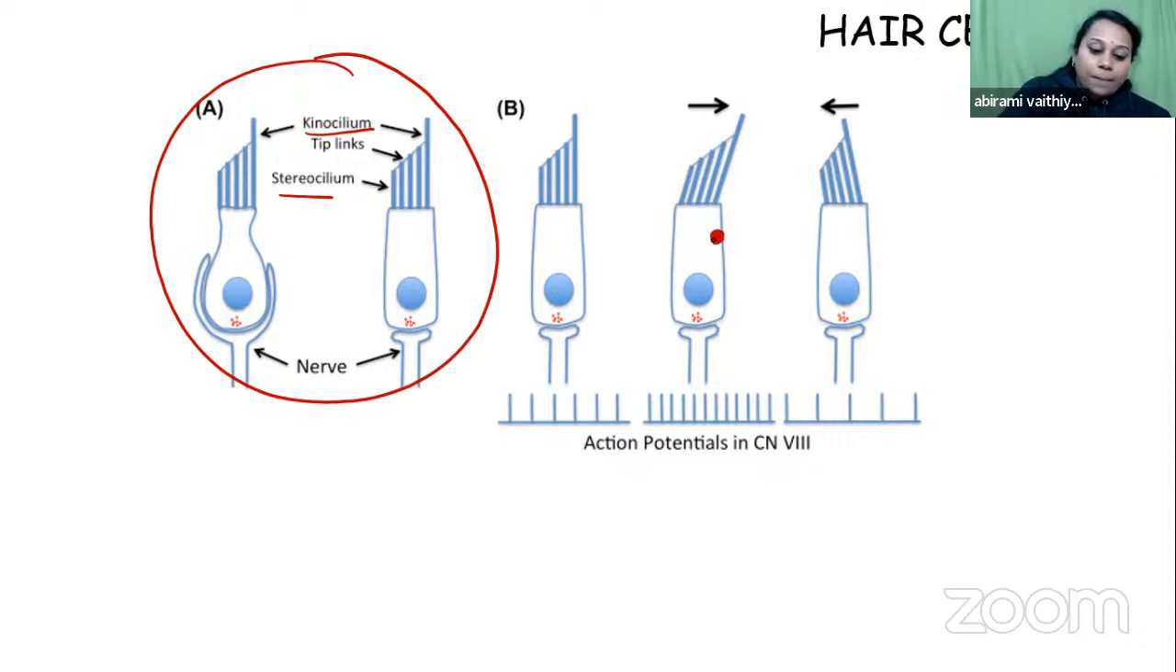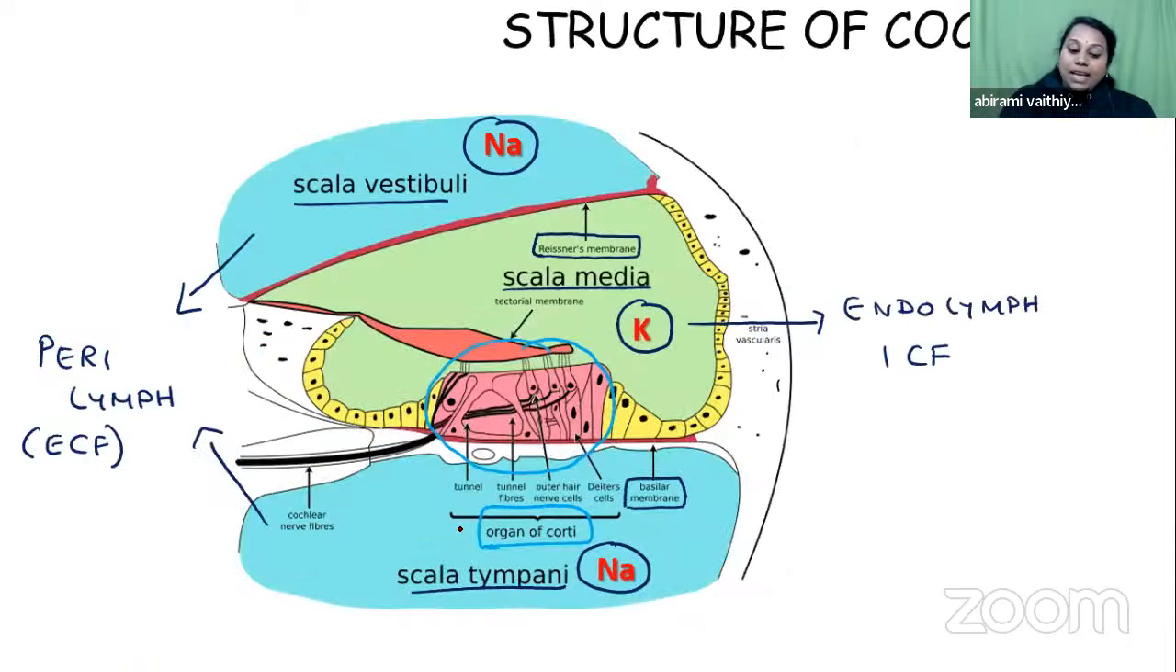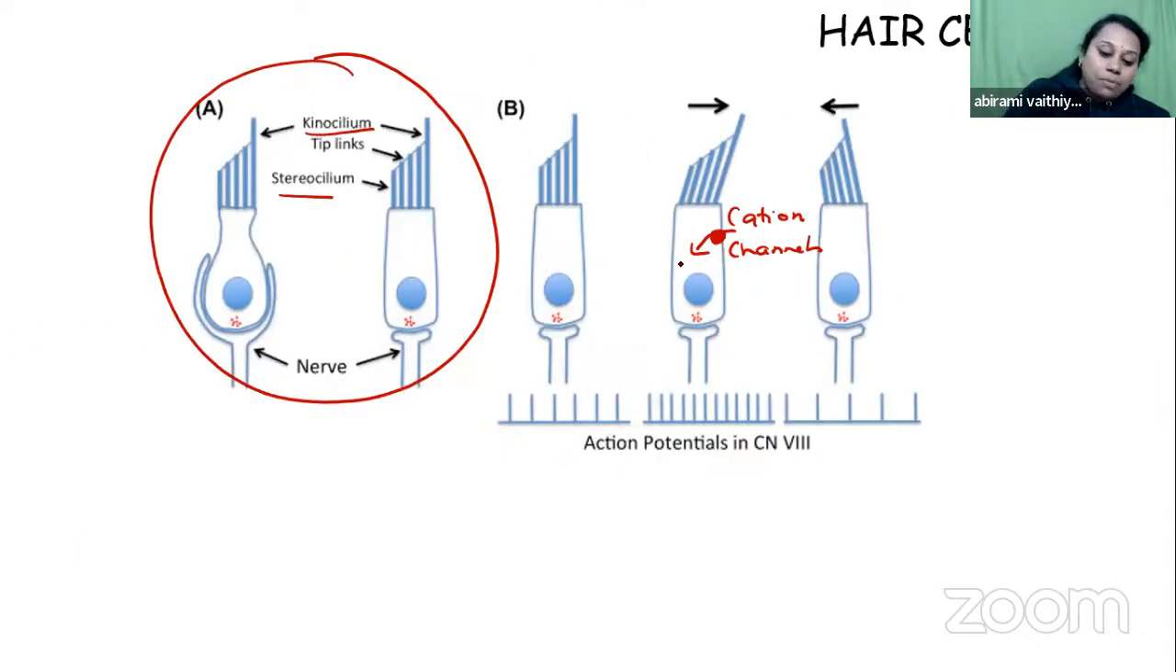When the tip links move like this, it opens up cation channels, and cations enter inside. Which cation would you think will enter inside? Sodium or potassium? Exactly, potassium. Why potassium? Because we already saw that scala media is rich in potassium. Since scala media is rich in potassium, potassium from the scala media would easily enter into the hair cells of the organ of Corti. Potassium is a positive ion, K plus.